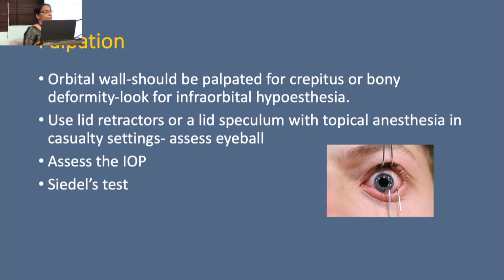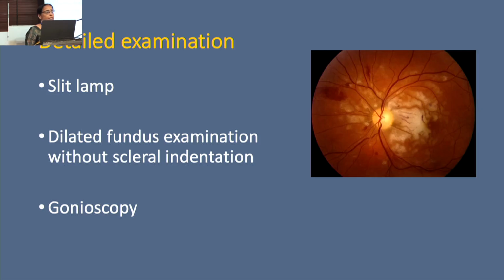Then come to palpation. Now don't try to palpate, put in a speculum. So make sure you first palpate the orbit and then use a lid retractor or speculum with topical anesthesia and assess the IOP. You may need to do a Seidel's test, but a little more detailed examination with slit lamp or a fundus examination you can do a little later.